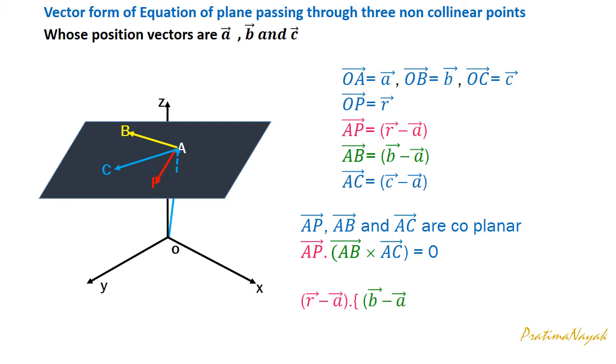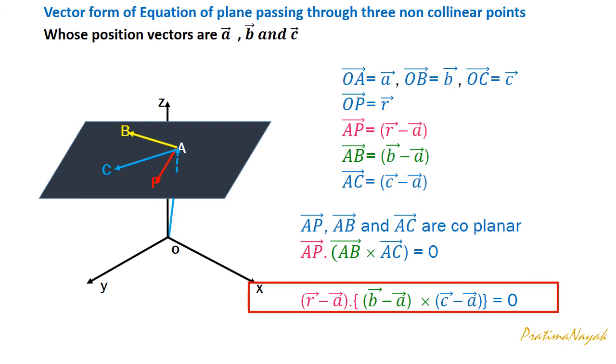Now putting them in terms of R, we will write (R vector minus A vector) dot (B vector minus A vector) whole cross (C vector minus A vector) is equal to 0. So this is the vector form of the equation of a plane passing through three non-collinear points.